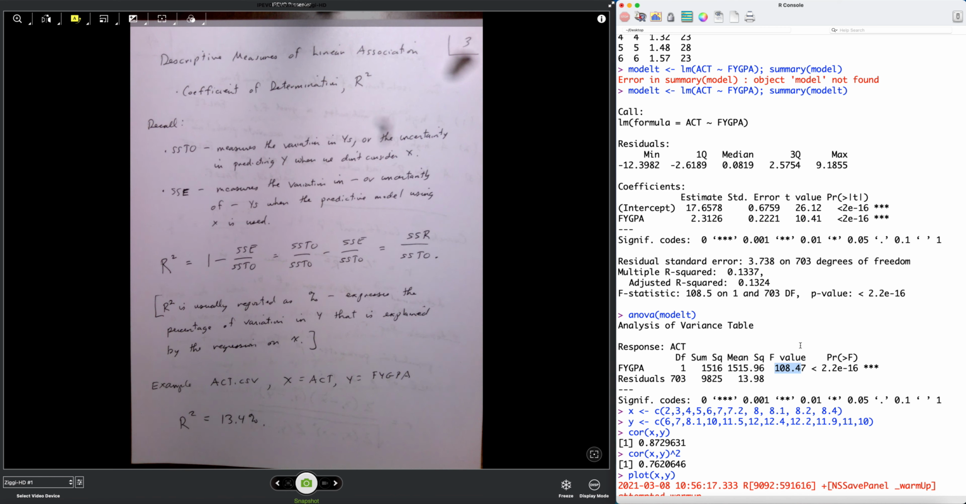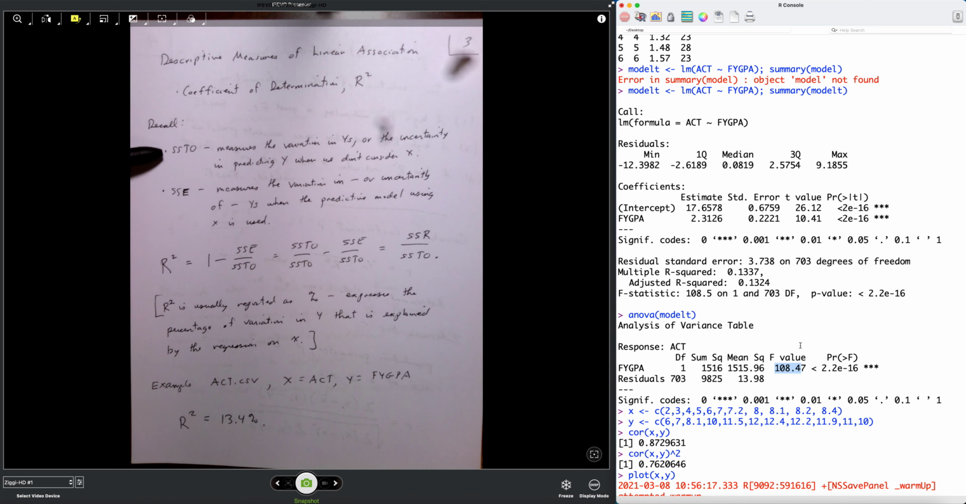Going to move into now descriptive measures of linear association. This was a tough thing for me to teach. Not that it's difficult, but the tough part was how in depth do I get? Because I could turn a large portion of this class into just looking at descriptive measures of linear association. But I think we have bigger fish to fry, so I've condensed this down to cover the bare bone basics, if you will. So the first thing I want to look at is the coefficient of determination.